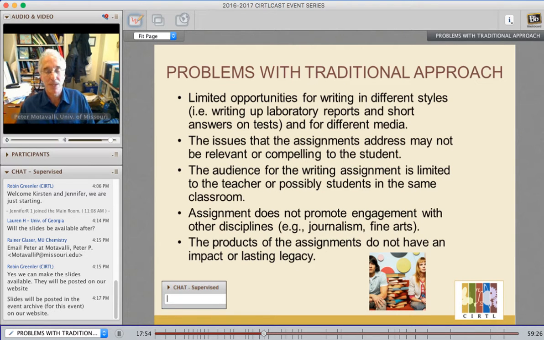The other aspect, which I think is also not very motivating, is that most of the products of these assignments don't have an impact or a lasting legacy. The student writes it, puts a lot of effort into it, and then it ends up in the file drawer of the teacher. Why not have it have some impact longer than the class? Can it be archived in some place where future classes can reference it and build upon it? Or make it a product that can go somewhere and be used. So these are the kind of things that I thought were quite critical.